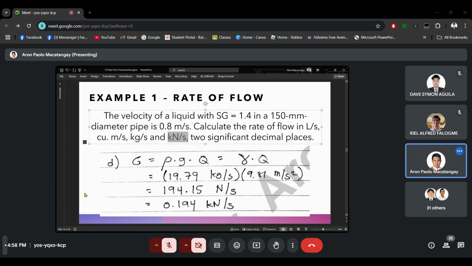Okay, any questions po regarding this one? So ito naman, medyo straightforward siya. Basically, use the existing variables. Multiply mo lang siya with density and gravity, depende kung anong kailangan mo.